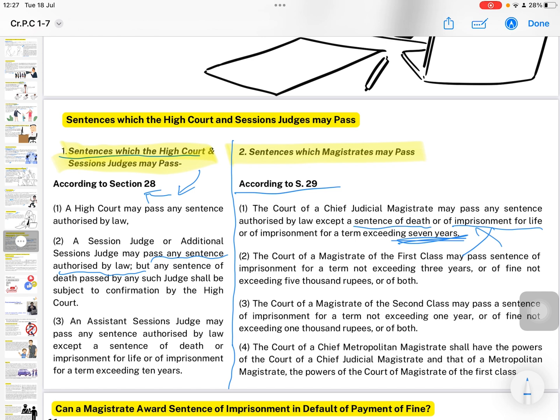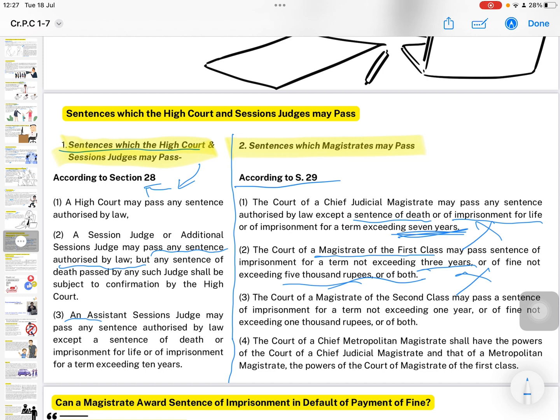The court of a magistrate of the first class may pass sentence of imprisonment for a term not exceeding 3 years or a fine not exceeding 5,000 rupees or both. Magistrate of first class जो है वो 3 साल से बड़ी सज़ा नहीं दे सकते और 5,000 से ज़्यादा का फाइन नहीं दे सकते. आइए हाई कोर्ट में फिर से चलते हैं.